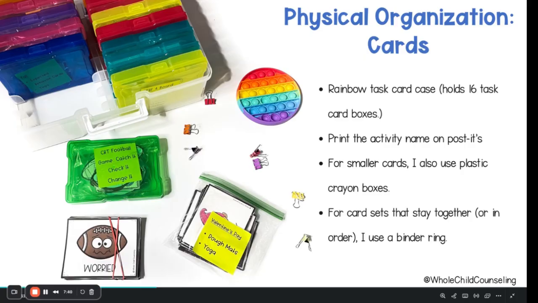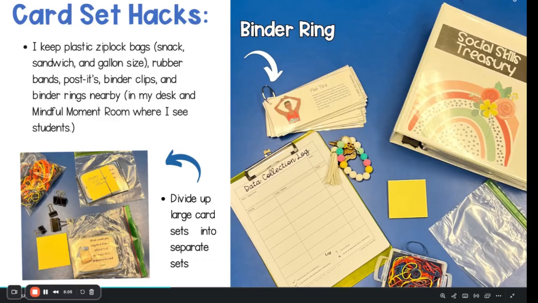For smaller cards, I might use plastic crayon boxes. You can get those at back to school time for like $1 each usually. And for card steps that stay in a particular order, like I have the Skills for Big Feelings cards for my growing bundle, I use a binder ring, so they're always in the order that the kids use them, so they can just flip through them.